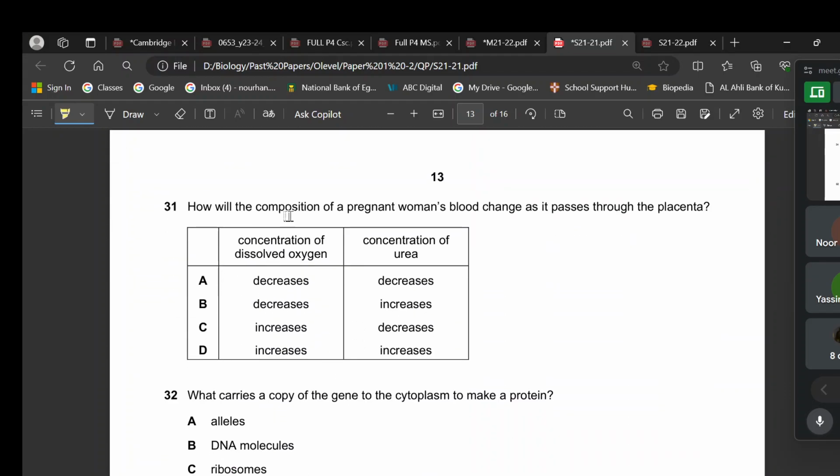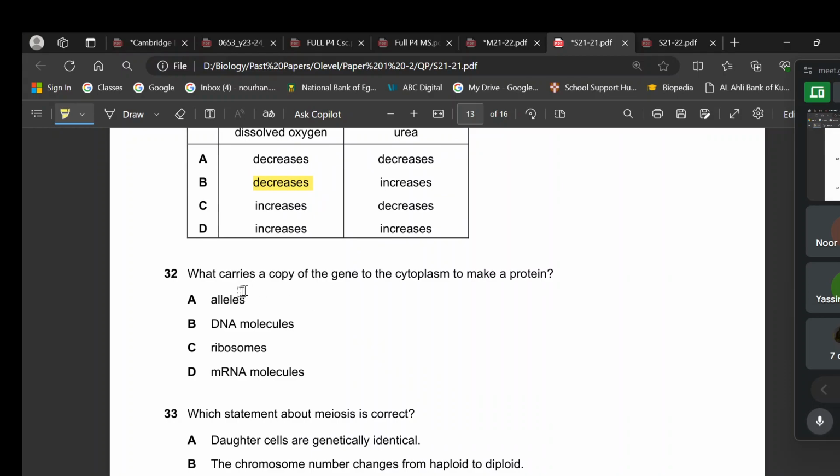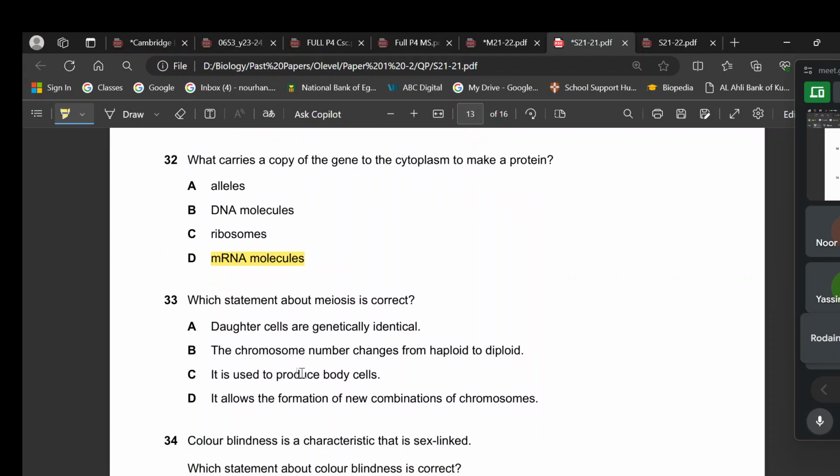Okay. How will the composition of the pregnant woman's blood change as it passes through the placenta? As it passes through the placenta, it gives the baby some things and takes from it some other things. Of course, the oxygen will decrease because it will go to the baby, while the urea will increase because the blood of the mother takes the urea from the baby. Okay. What carries a copy of the gene to the cytoplasm to make a protein? mRNA. It takes a copy from the DNA and goes to the ribosome.